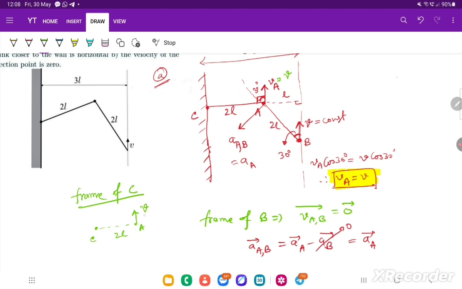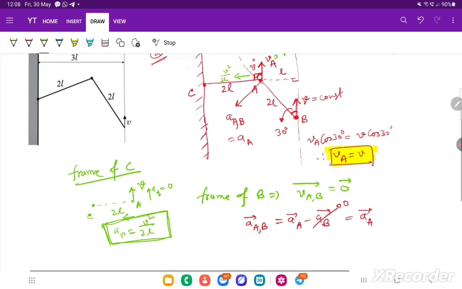And as this velocity is constant, tangential acceleration will be 0, but we will have a radial acceleration, the centripetal acceleration, that will be v square upon 2L. Okay, so we'll use this result, that A's acceleration along C is v square upon 2L.